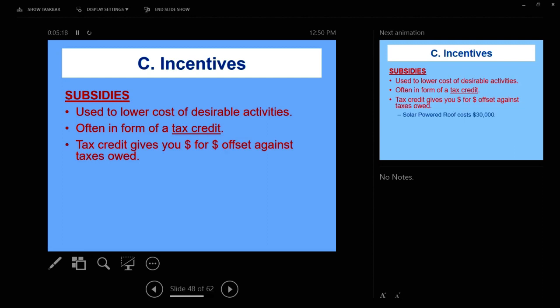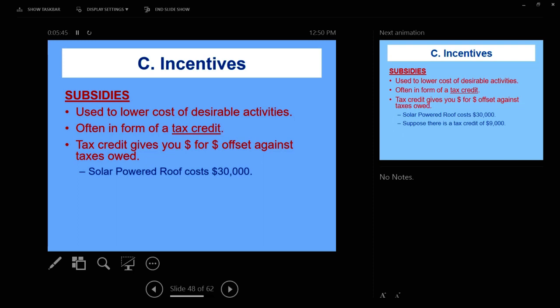A tax credit literally gives you a dollar for dollar offset against your taxes. So let's say I owe $20,000 in taxes, but I have $5,000 in tax credits. What that means is I really only have to pay $15,000. Okay? So a tax credit is a form of a subsidy, but not all subsidies are tax credits. So please be clear about that.